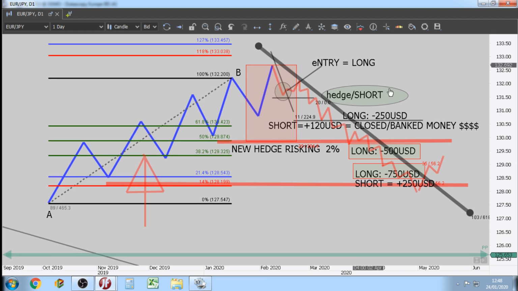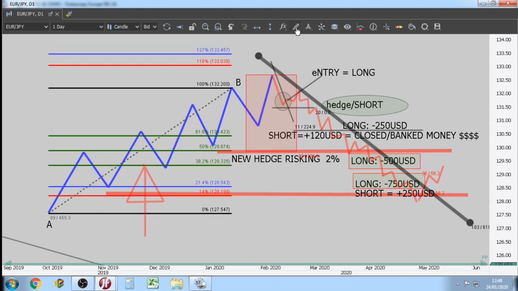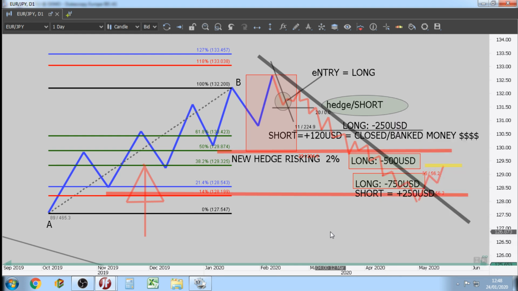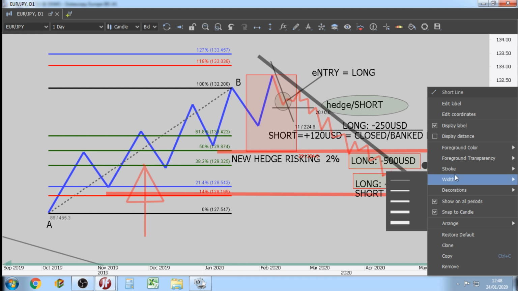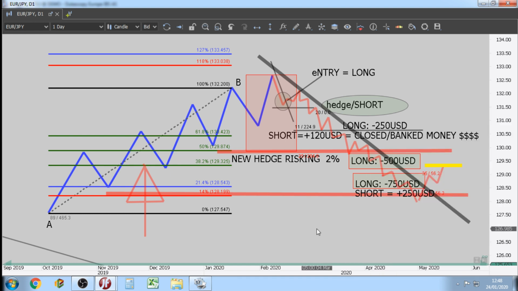Now we are here. What does our long position show? We are here right now. Let's circle this in yellow, everybody. We are here at the yellow line. Decoration, stroke, transparency, there you go. We are here at the yellow line.